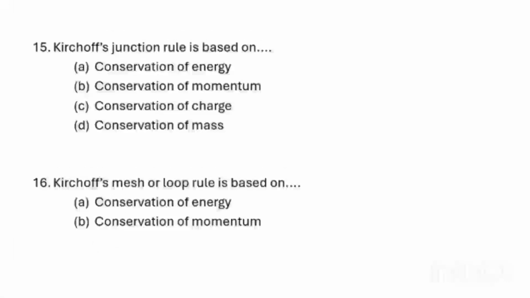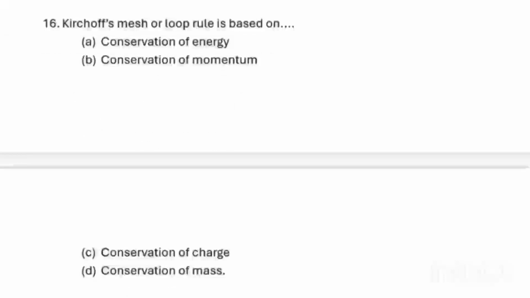Question number 15. Kirchhoff's junction rule is based on option A conservation of energy, option B conservation of momentum, option C conservation of charge, option D conservation of mass. Here the correct answer is option C conservation of charge.